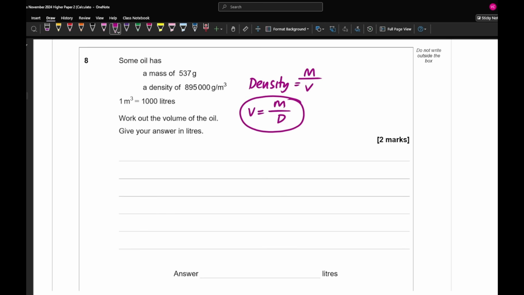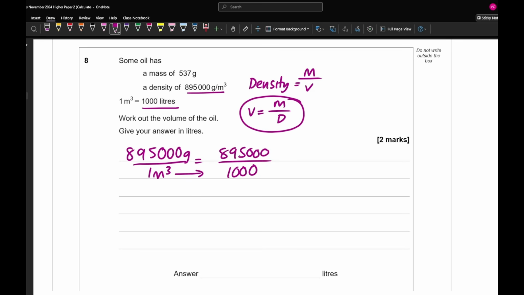Now, to do this, we need to convert the density into grams per litre. So to do that, if we recognise that 895,000 grams is 1 cubic metre, then if we replace the 1 cubic metre with 1,000 litres, what we get is our density in grams per litre. So that's going to equal 895 grams per litre.